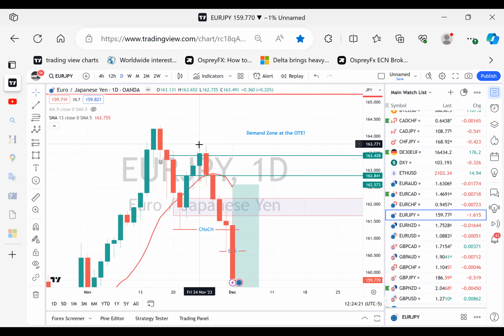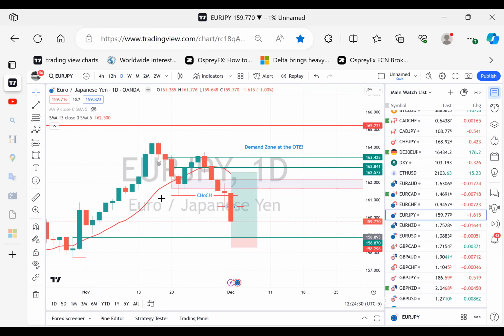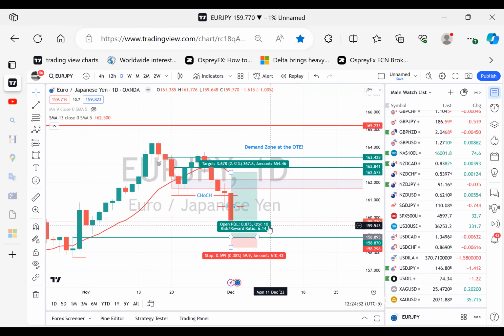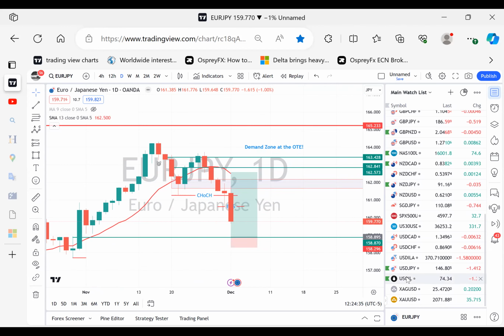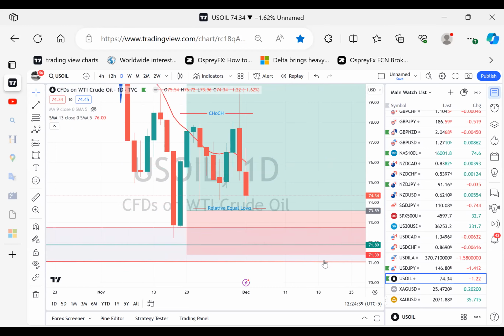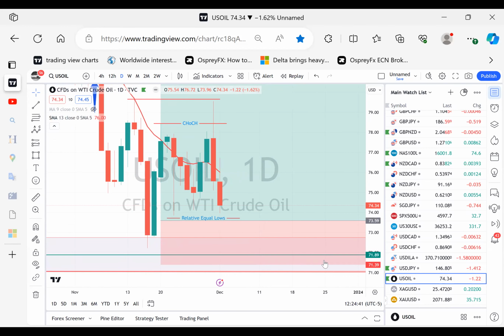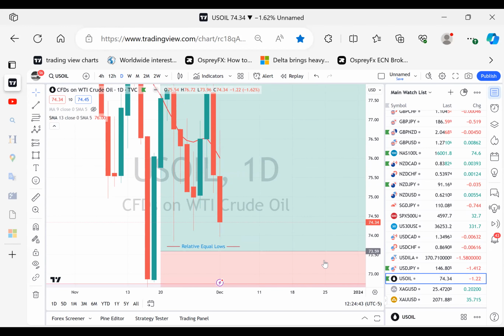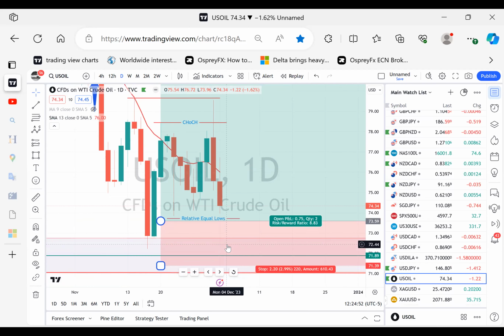Is it equal highs or equal lows? Because those are always going to be targeted. If you ever see the candles line up and you get equal highs, you get equal lows, bruh, that's a setup. That's a target, right? It's going to be taken out. And it's nothing that you're going to be able to do about it, right? These are relative equal lows. These will get taken out too, right?